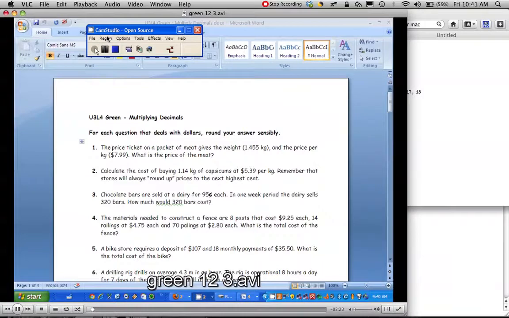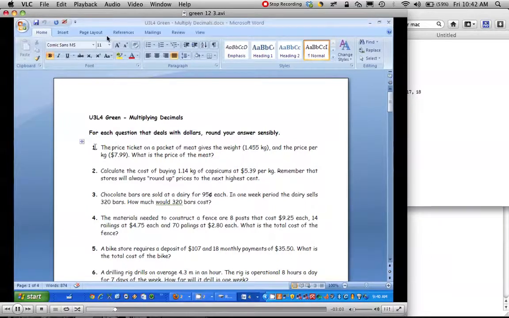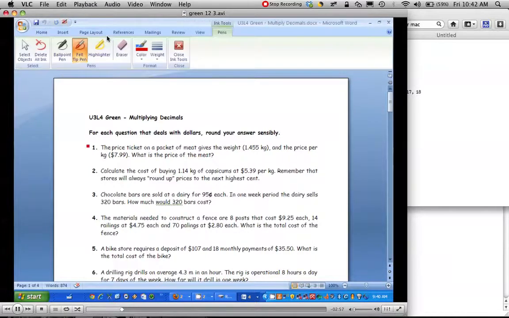If you take a look at the green problems, there was a couple questions about number 1, 2, and 3, which really are just straightforward multiplication. I've got weight of meat times price per kg in number 1. I've got weight of capsicums times price per kg in number 2. And I've got cost of chocolate bars times the number of chocolate bars. And each one of these is simply the price times the amount will give me the total that I'm looking at. All right, so I'm only going to work one of them out because they're all exactly the same, including how do you round and answer sensibly with money.